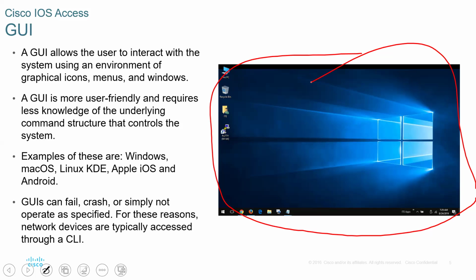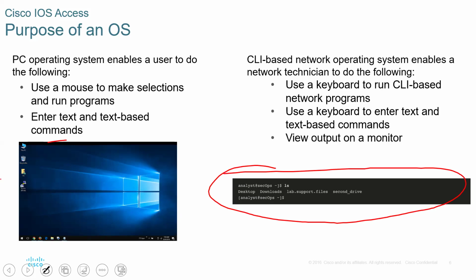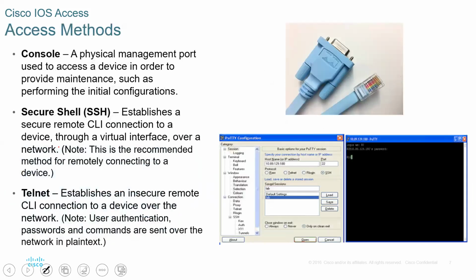And these network devices we're going to be looking at include routers, switches, and firewalls, and so on and so forth. The purpose of the GUI is to enable the user to use the mouse to make selections and run programs, and also to enter text and text-based commands. The command line interface, on the other side, enables the network technician to use a keyboard to run command line interface network-based programs, and also to enter text and text-based commands. This is the view of the command line interface. This is the view of the graphical user interface.